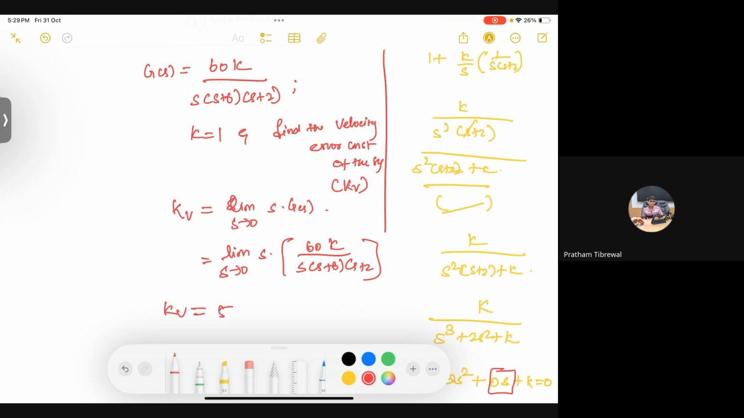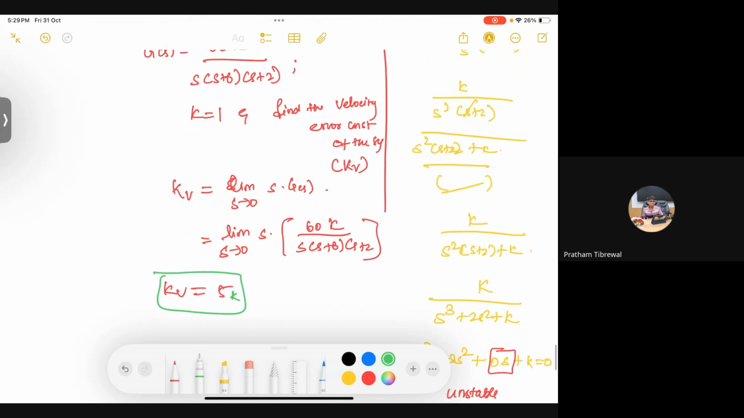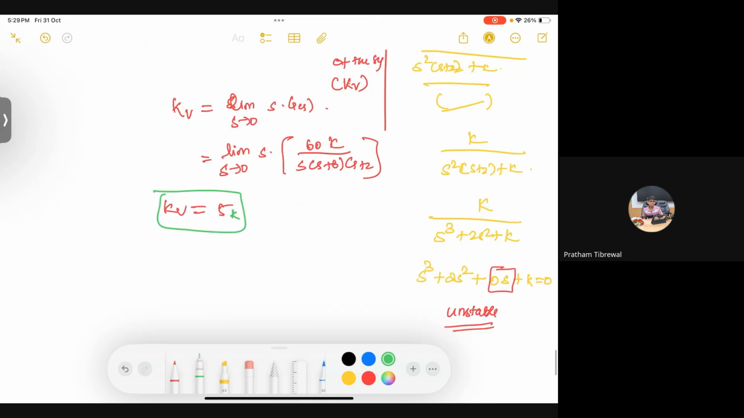Everybody getting this answer? Kv equals 5K, K equal to 1 it is given. No problem.